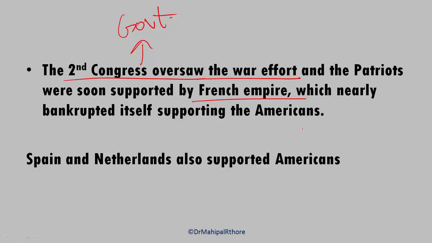France and Britain were enemies of each other in many places in the world. They were fighting a lot of times, and also they wanted revenge for their defeat in the 7 Years' War. They wanted to make the British weak in North America, because France had been wiped out from North America after the 7 Years' War. But France nearly bankrupted itself supporting the Americans in the War of Independence. Also, Spain and the Netherlands helped the Americans.